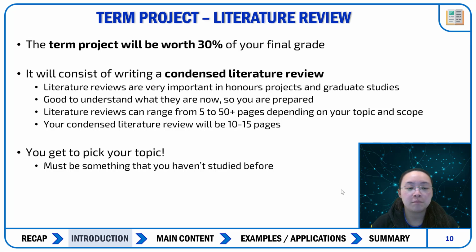So because this isn't graduate school and this is undergrad, I only want you to write a condensed literature review. So they're very important in honors projects if you do choose to do a research term, as well as graduate studies. Usually literature reviews are 5 to 50 pages depending on your topic and scope, but the condensed literature review that I want you to write is 10 to 15 pages in length.